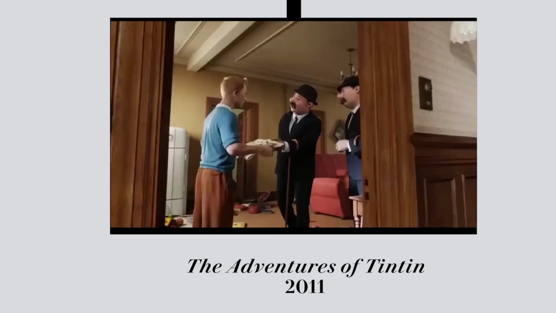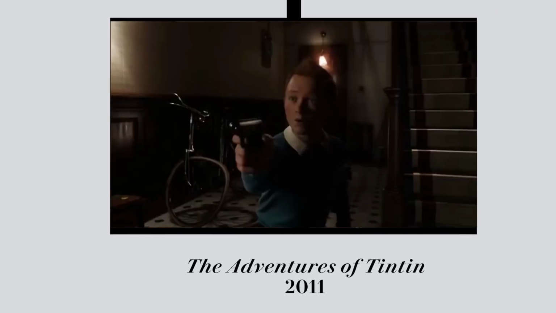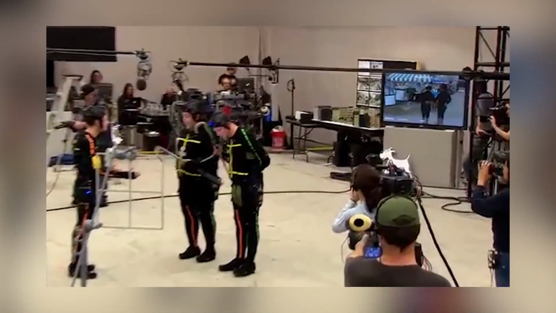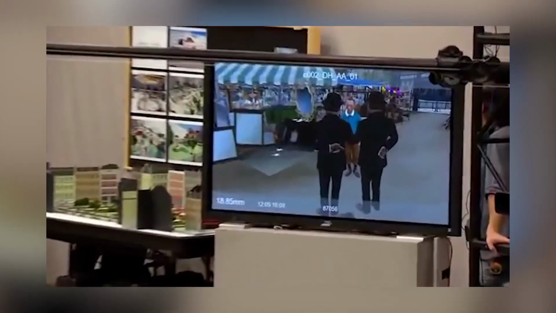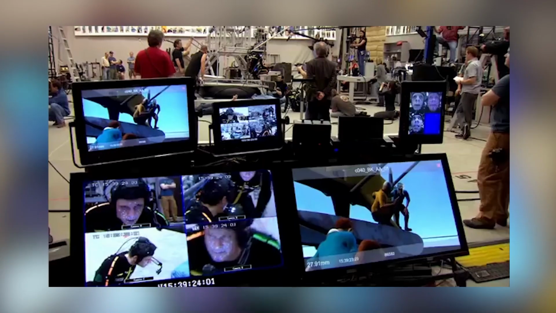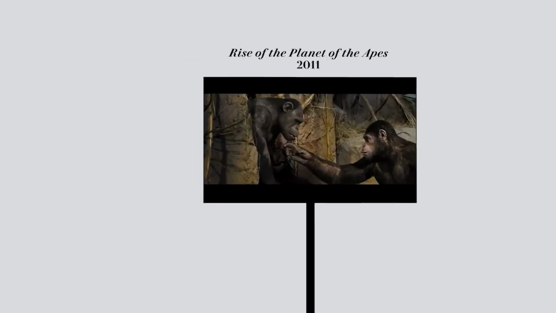Then the next significant change was Tintin. And this was when we started to introduce head-mounted cameras. So this allowed the actor to be shot in 360 degrees. It meant that you were untethered and therefore could move about and play your part very naturally. The next significant change was taking everything out of the motion capture studio and being able to shoot on location. And this happened with Rise of the Planet of the Apes.